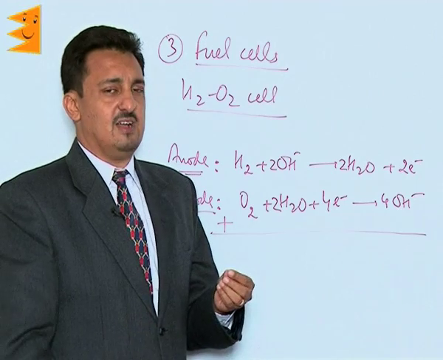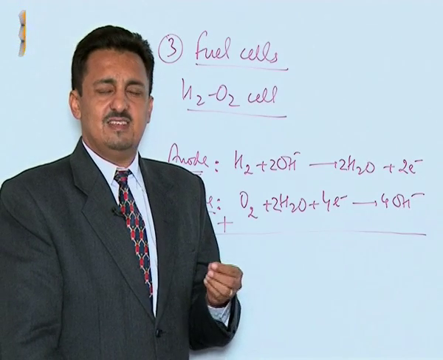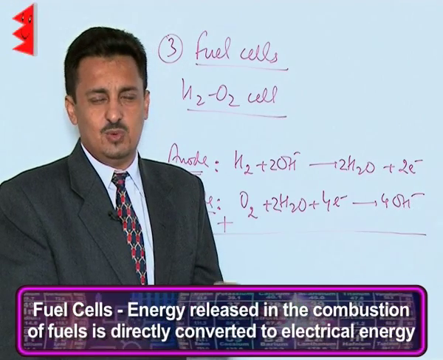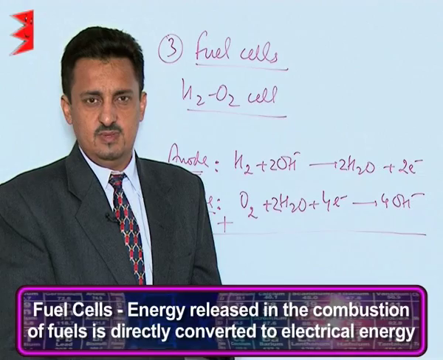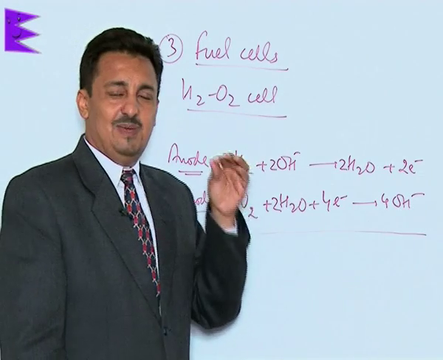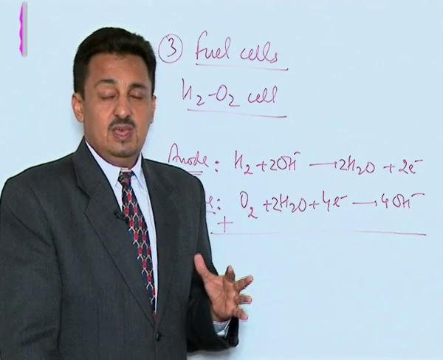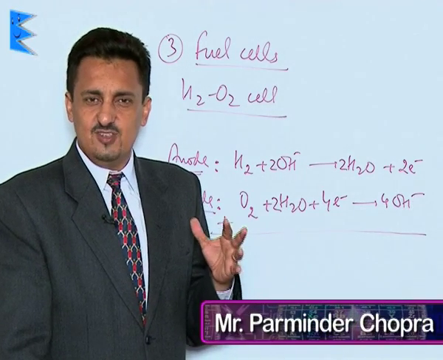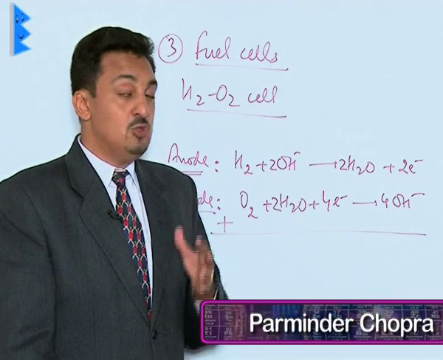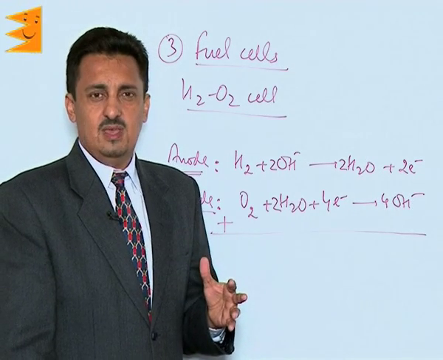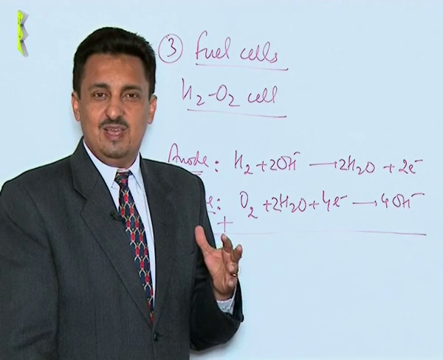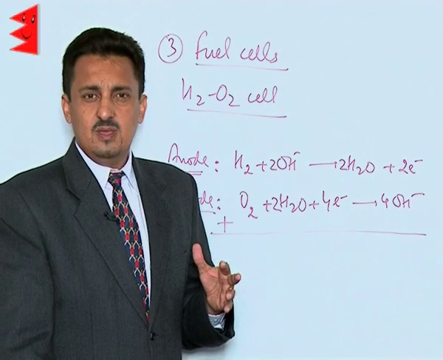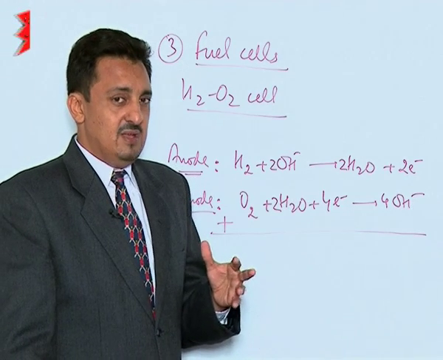The third type of cells are called fuel cells. These are the cells in which the energy released in the combustion of fuels is directly converted to electrical energy. And hydrogen and oxygen cells are the best example of the fuel cells. Remember, these are the cells which have the highest efficiency of about 60 to 70% with no side products or byproducts, and they are the ones which are used in the space shuttles and spacecrafts, and especially in the International Space Center. Now the best benefit is the byproducts.